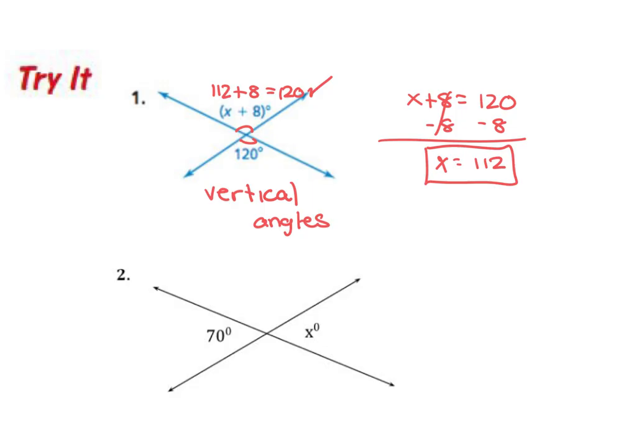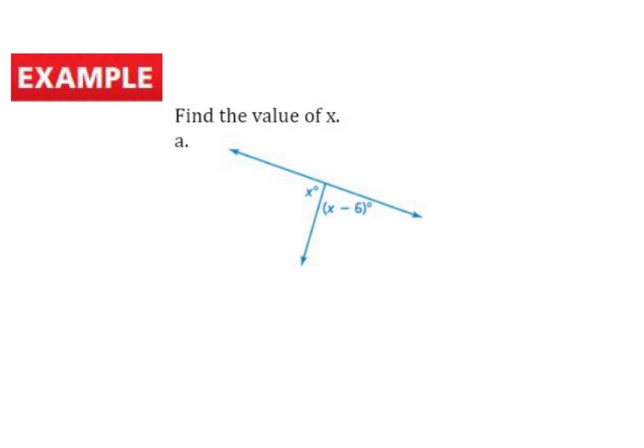Number 2 is even easier. Vertical angles. 70 degrees on the left. The right side must also be 70 degrees. So now let's use corresponding angles to help us find the missing angle measurements.